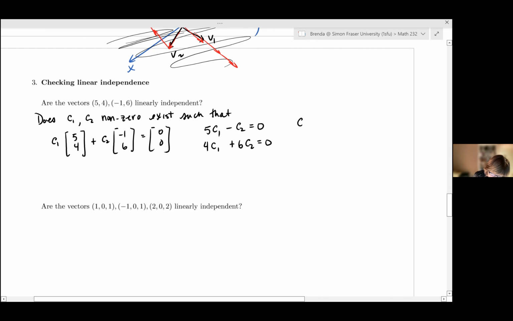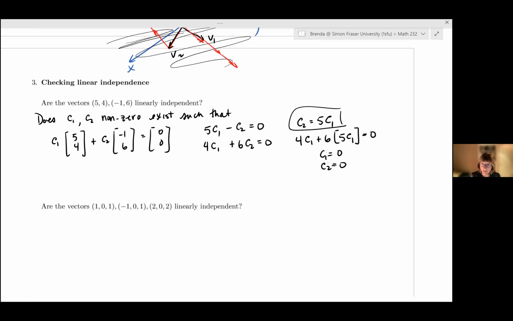So here we have C2 equals 5C1. And then I'm going to substitute that down here: 4C1 plus 6C2, which is 30C1, is equal to 0. The only way that could be true is if C1 is equal to 0. And then that also means that C2 is equal to 0. So the only solution here is both of them are 0. That's telling me that these things are linearly independent. Yes, these are linearly independent.